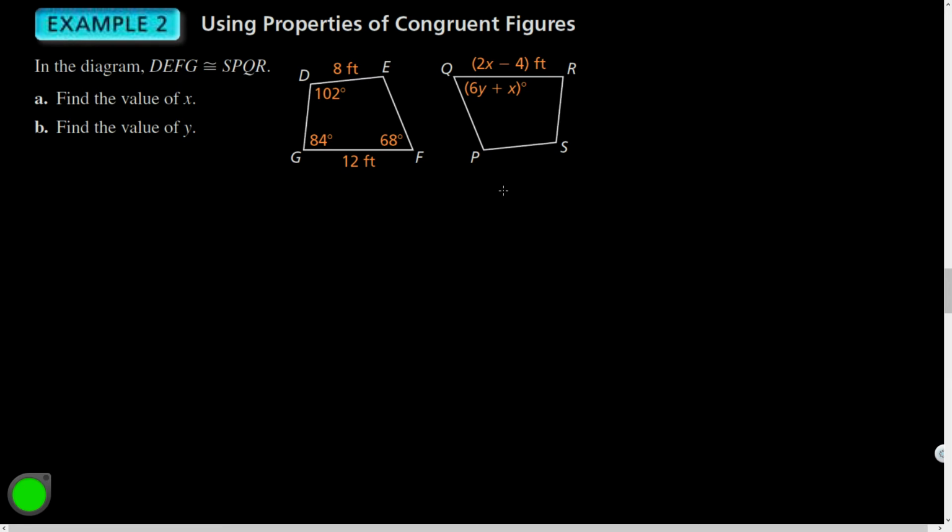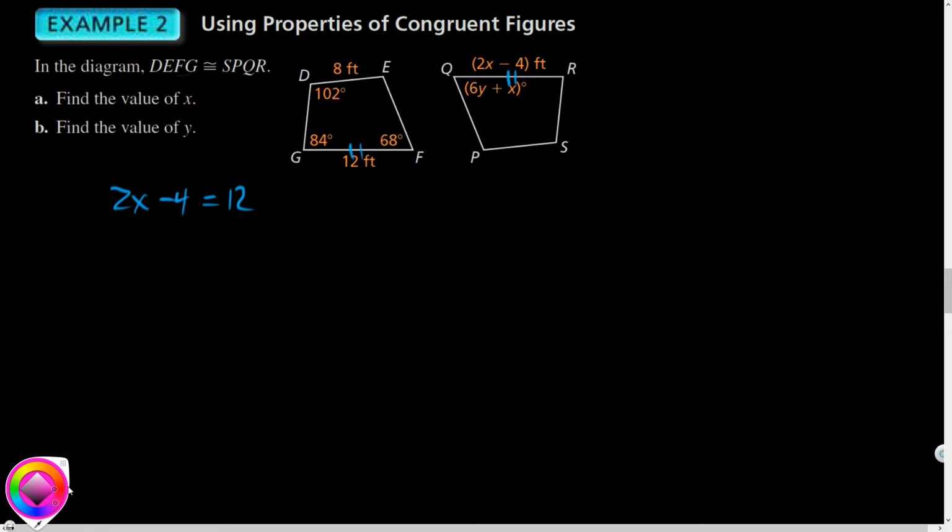So, all right. Guys, don't be scared of this, but DEFG and SPQR are congruent. So let's see what I can do here. If I want to find x, here's x. So QR is right here. Who is QR congruent to? GF, right? QR are the last two letters here, and FG are the last two letters there. Yeah, those are congruent. So I could then say 2x minus 4 equals 12.